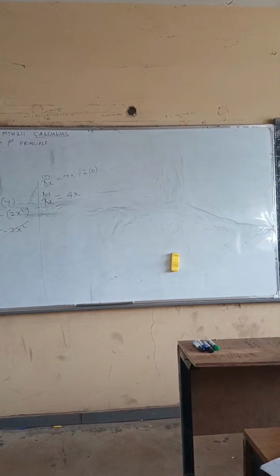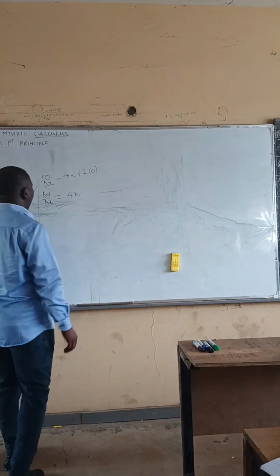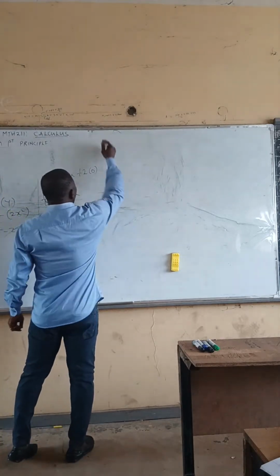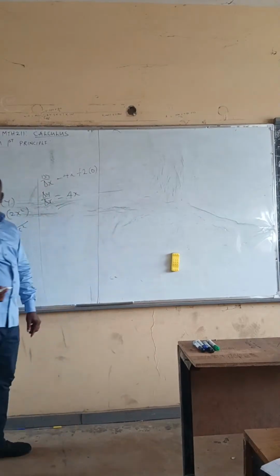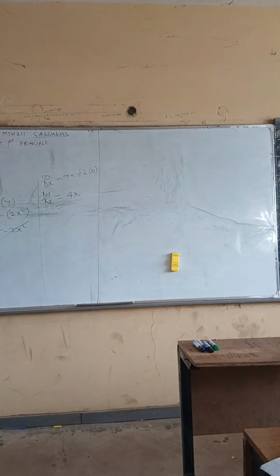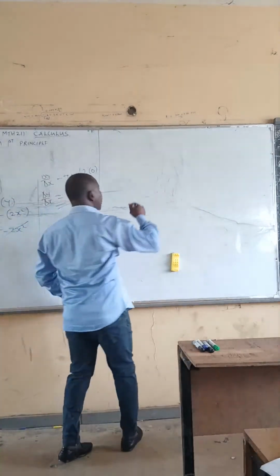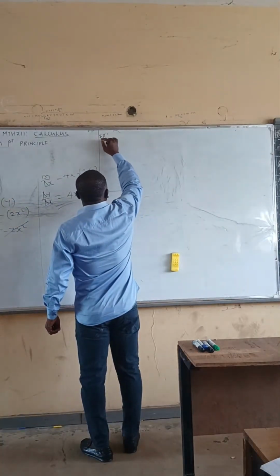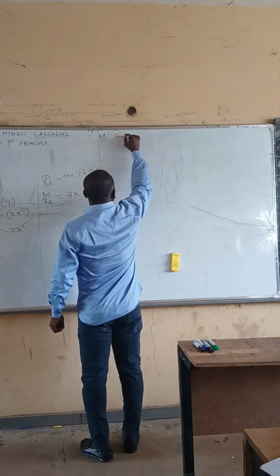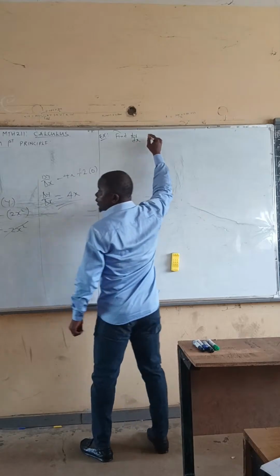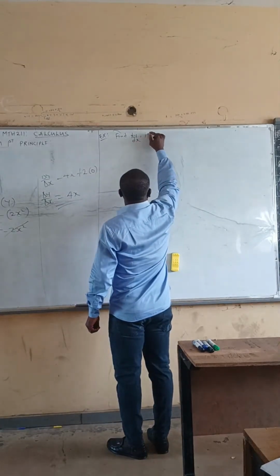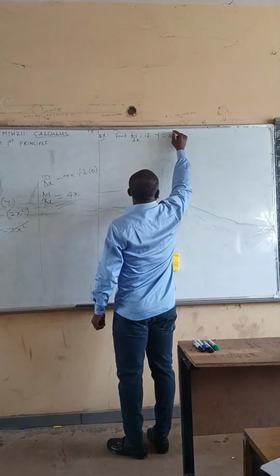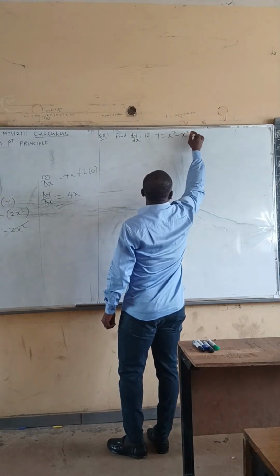Okay, so let us fix the idea. Another example: find dy all over dx if y is equal to x raised to power 3 minus x raised to power 2 minus 4.